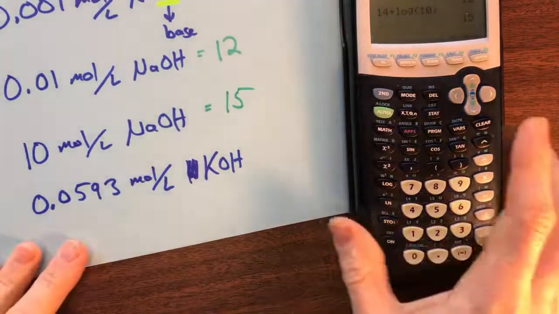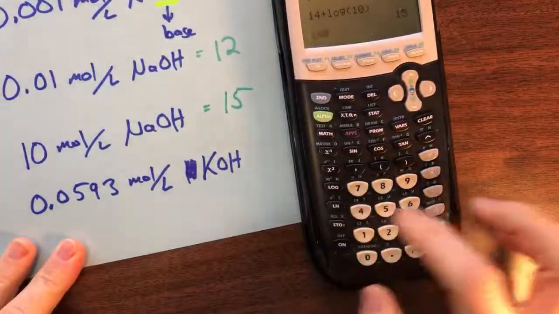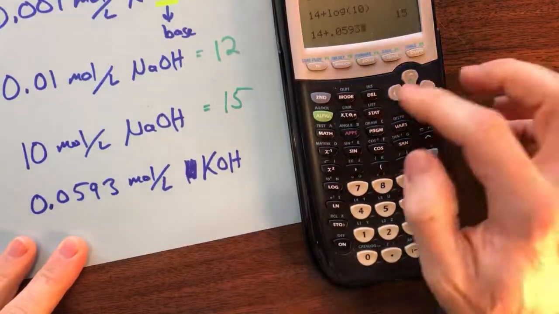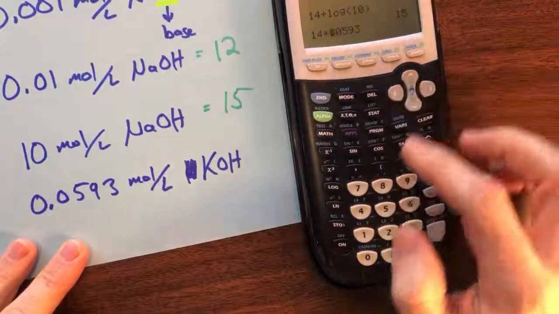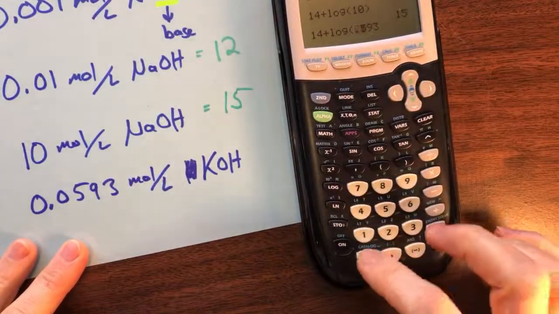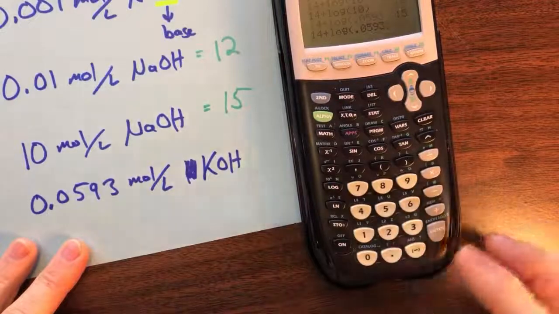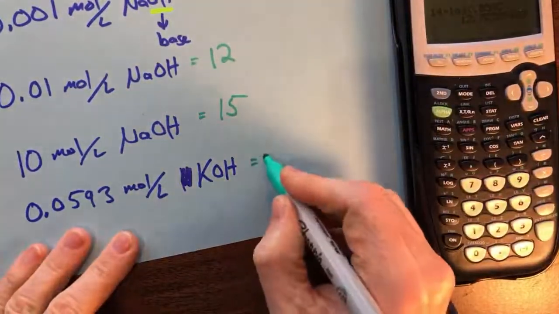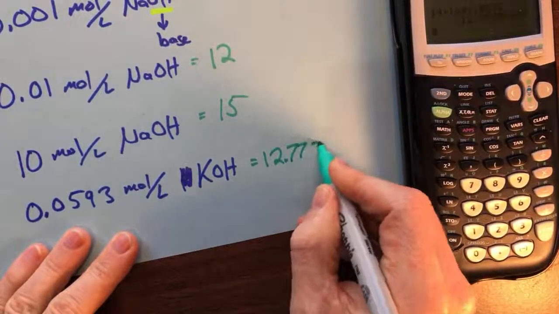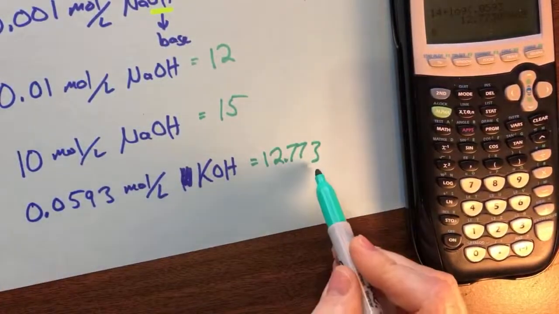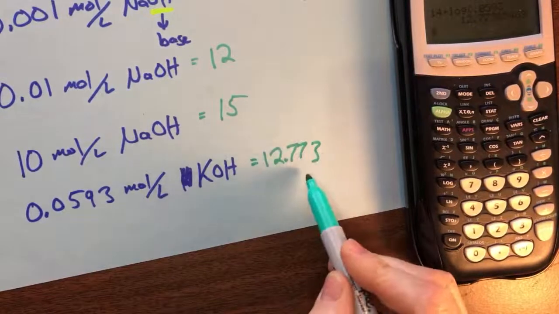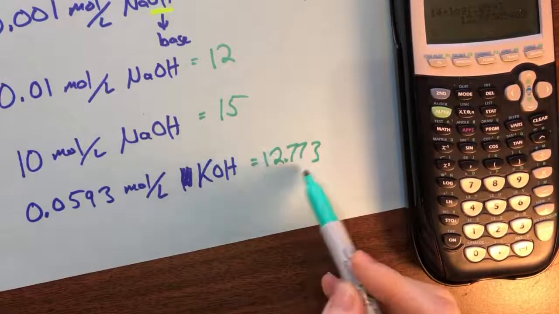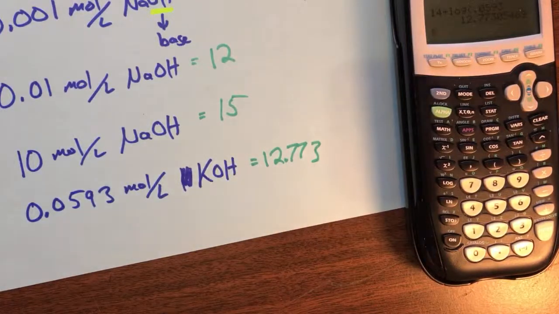And then last one here, we've got 14 plus the log of 0.0593. That's going to get us 12.773. I'd like you to write all these digits after the decimal point, but give me at least 12.77. Give me at least 2 numbers after the decimal point, and you'll be good to go.